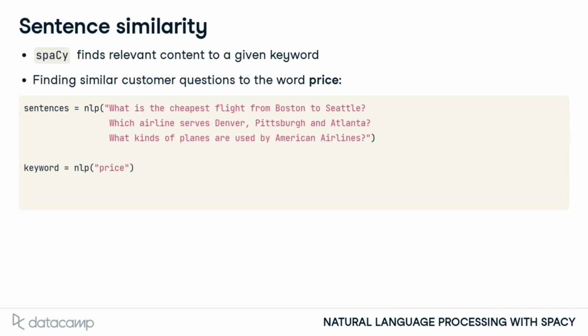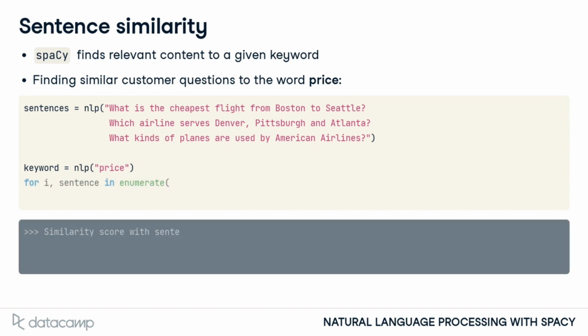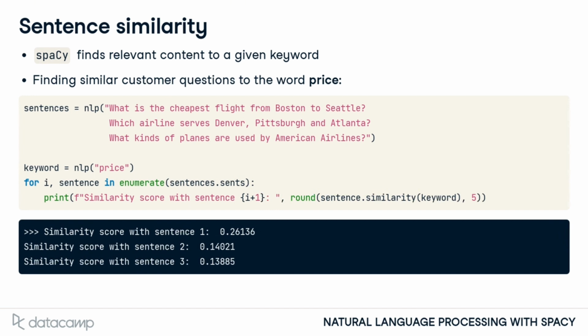Lastly, we can use spaCy to find relevant sentences to a given keyword. For example, given a list of customer questions, we can find the most relevant sentence to a given keyword such as price. Similar to token, span, and doc objects, a spaCy sentence from doc.sents also has a .similarity method that can be used to compare a sentence with a word vector of a keyword. We observe that the similarity score of the first question, "What is the cheapest flight from Boston to Seattle?" is the highest and hence most relevant to the keyword price.